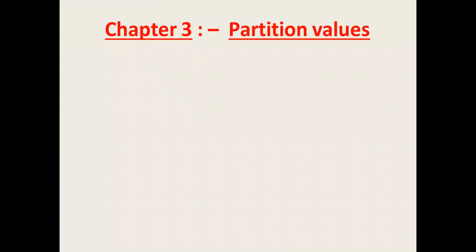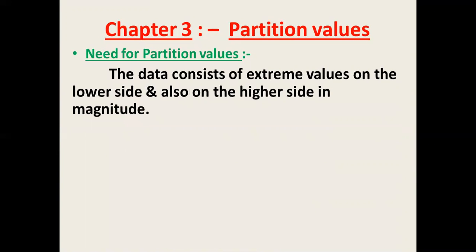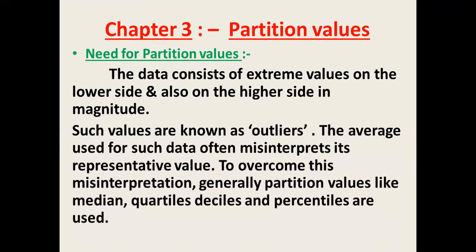So the next point is the need of partition values. The data consists of extreme values on the lower side and also on the higher side in magnitude. You know, the higher figure and lower figure. Such values are known as outliers. The average used for such data often misinterprets the representative value. To overcome this in the interpretation, generally the partition values like the median, quartiles, deciles and percentiles are used. I will just repeat again, what does median mean?